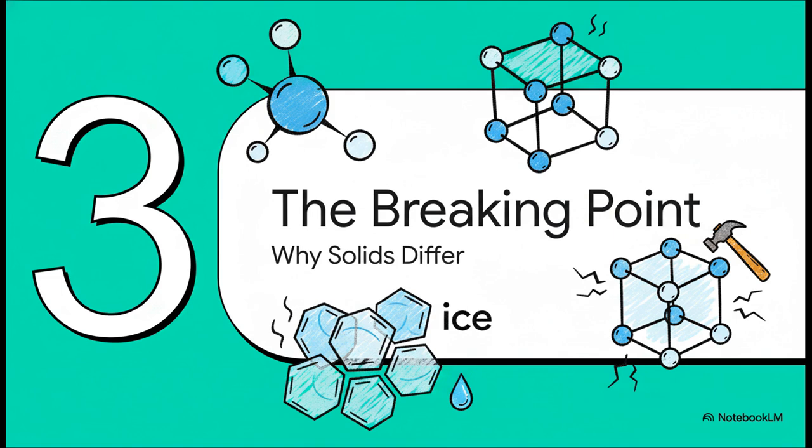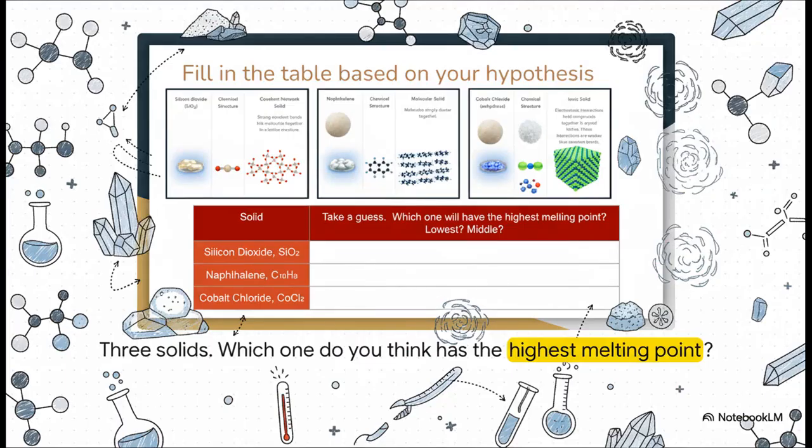It's time to solve our big mystery. Let's get back to why ice melts so easily, while something like salt is incredibly tough. It's time to investigate their breaking points. All right, let's put what we've learned to the test. Pop quiz. I've got 3 different solids here. Silicon dioxide, which is basically quartz or sand, naphthalene, the stuff in mothballs, and cobalt chloride, a type of salt. Just by looking at them, which one do you think is the toughest? Which one has the highest melting point?